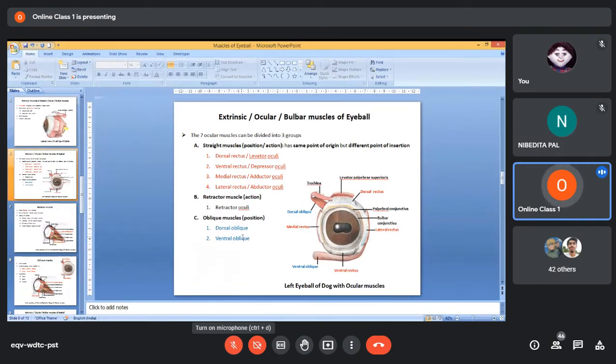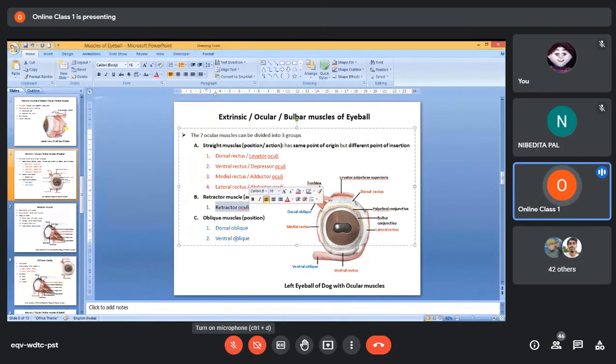they can be divided into 3 groups. The first group is made up of straight muscles. Then you have a second group made up of the retractor muscle, and a third group made up of oblique muscles. That means the 7 muscles, for our convenience of discussion, we divide into 3 groups: straight muscles, the retractor muscle, and oblique muscles. The straight muscles are 4 in number, the retractor muscle is single, and the oblique muscles are 2 in number.